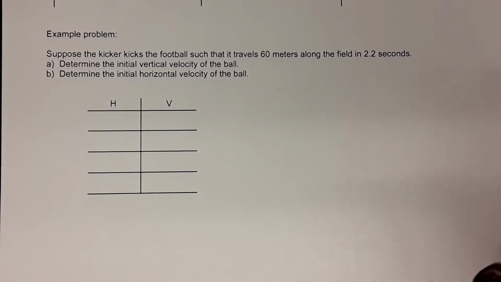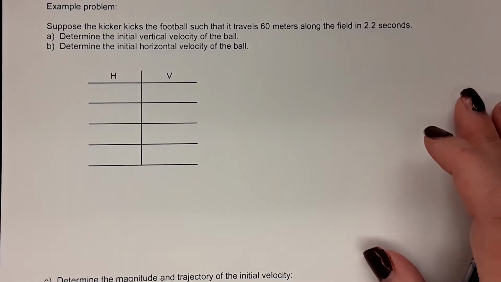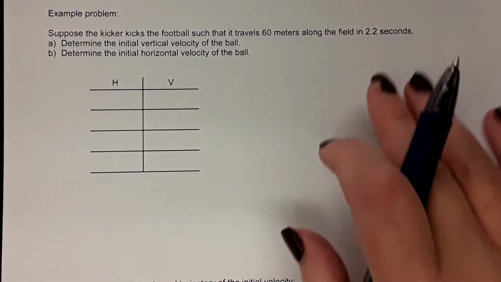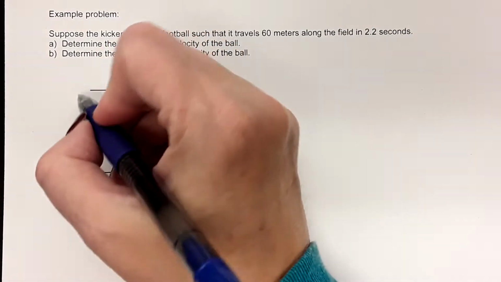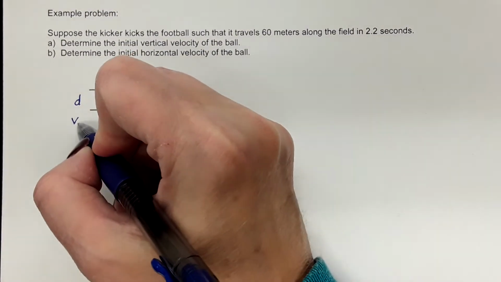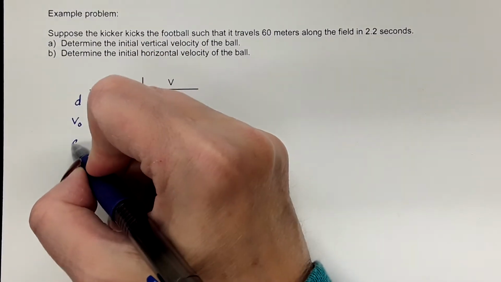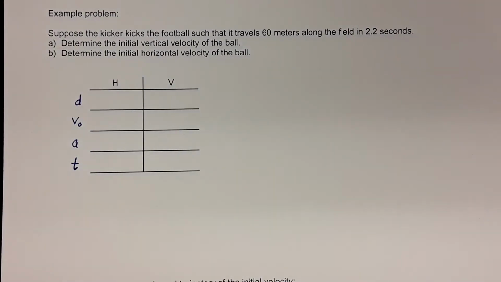We have a kicker who kicks the football down the field such that it travels 60 meters along the field, and it does this in 2.2 seconds. All right, let's first create our DVAT chart. So we have the horizontal side and the vertical side. We have D, V sub O, A, and T, our four descriptors, right?